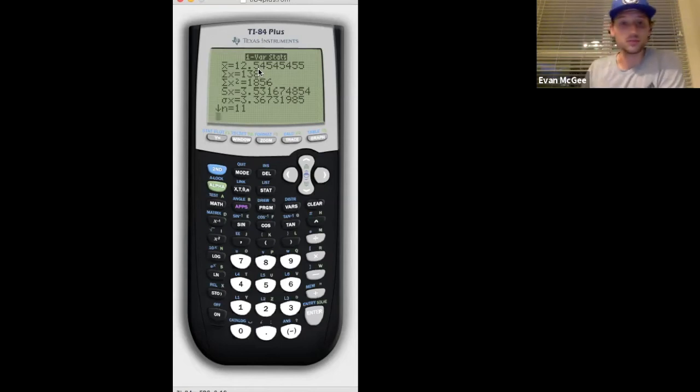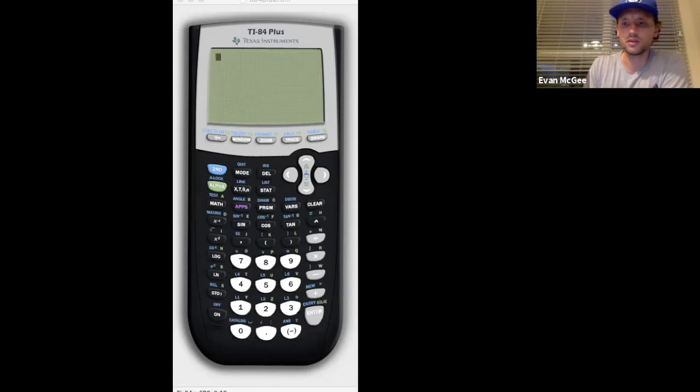For my listening group. Now I want to show you by hand how to find the median, and then I'll show you how to do it on the calculator as well.